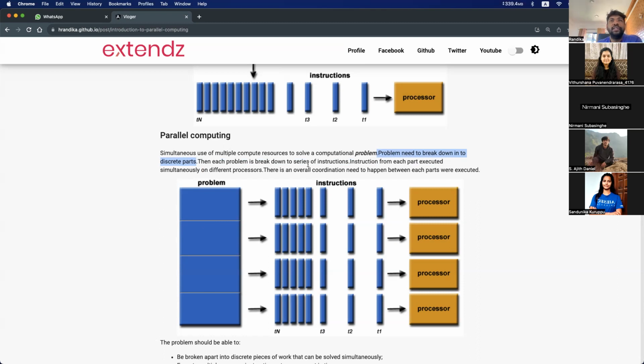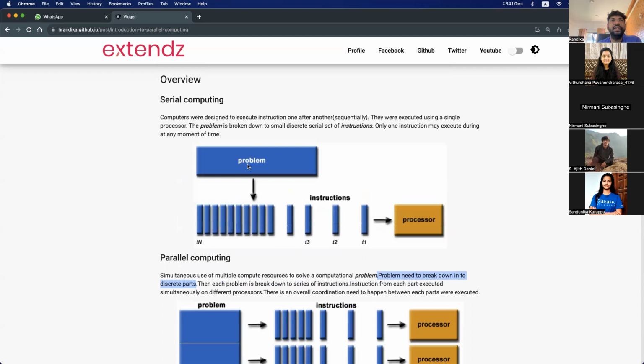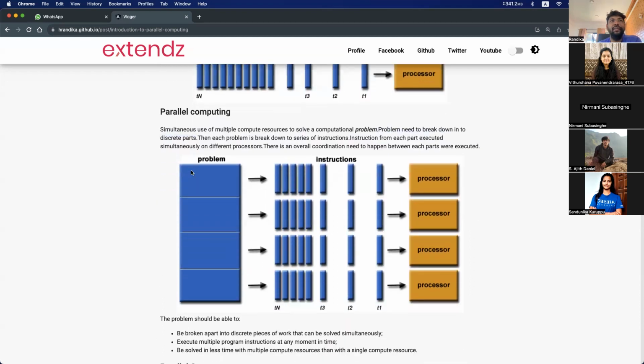A series of instructions from each part is executed simultaneously on different processors. You can see the problem got broken down, and there are instructions, and the instruction at a given time is fed into the processor. The processors can be executing the same instructions. Most of the time the instruction is going to be the same, or at least at a given time the instructions are ready for the processor to execute. So you can see this is the serial computing architecture and the parallel architecture.